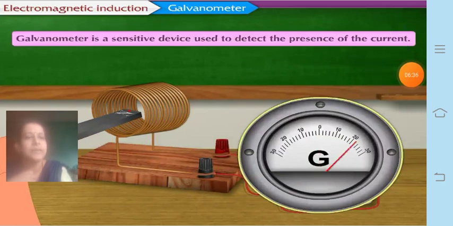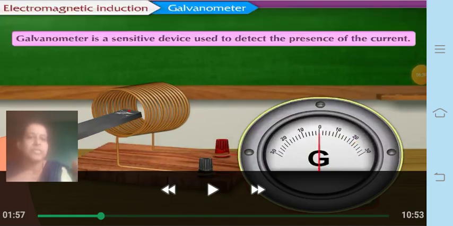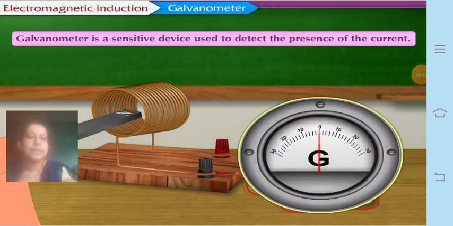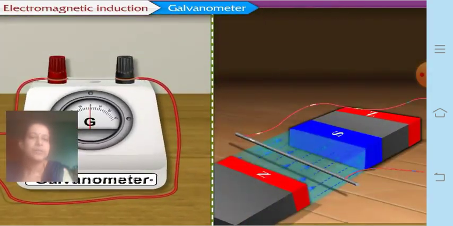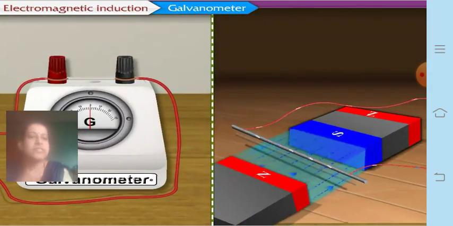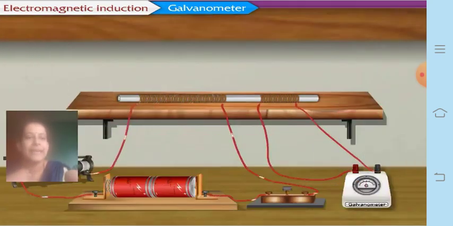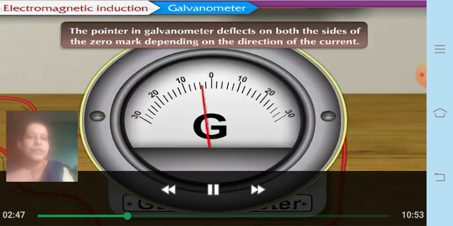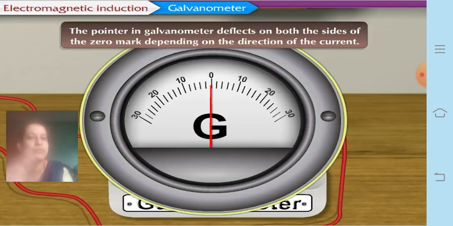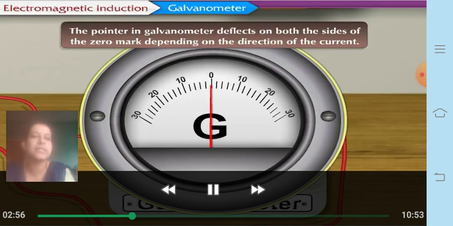You can here see how a galvanometer works. You can see in this video how a galvanometer deflects. It is working on the same principle as that of the electric motor. It also shows the change in direction. You can see the pointer in the galvanometer deflects on both sides of the zero mark depending upon the direction of the current.